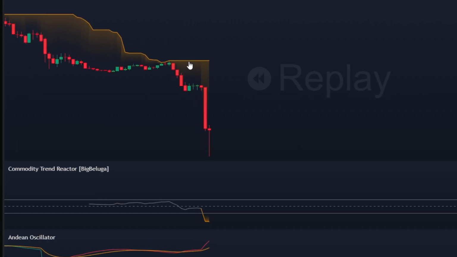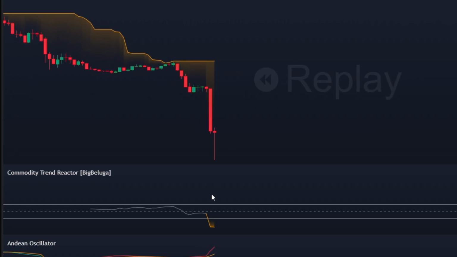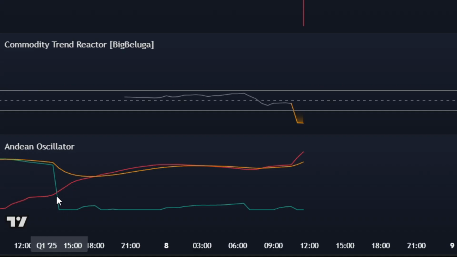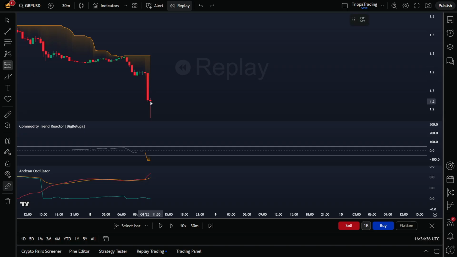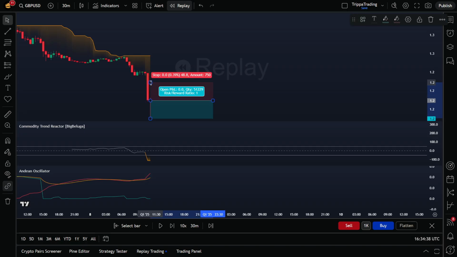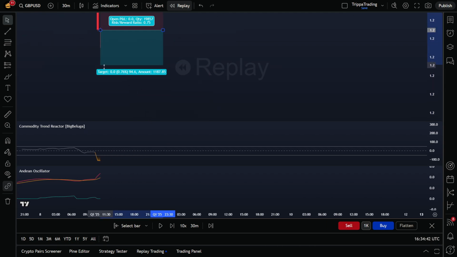When the trend is orange, meaning we're in a downtrend, wait for the red Andean line to cross above green, then above orange, just like we can see we got over here. That's your sell trade entry. The stop loss for sell trades can go above the last swing high, and again, aim for a 2:1 reward.